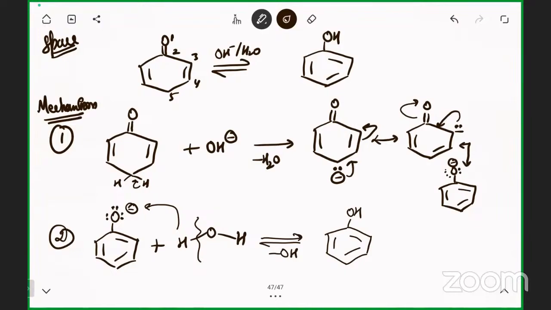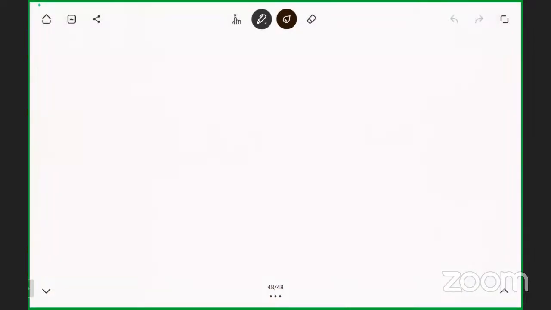Got it? Yes or no? Yes, sir. Okay, then let's move with the acid catalyzed reactions.